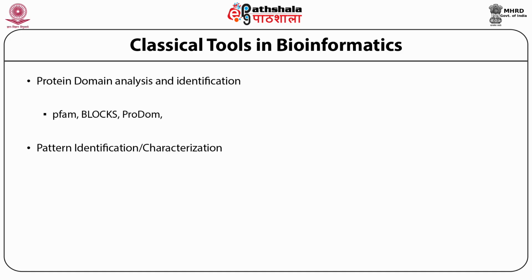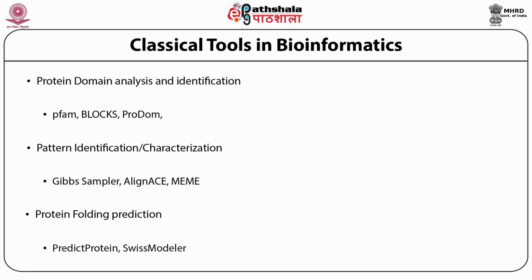Then for pattern identification or characterization, you can use Gibbs sampler, AlignACE, or MEME. And lastly, if you want to do protein folding analysis or folding prediction, you can use PredictProtein or Swiss-Model. So these are some basic types of bioinformatics tools that can be utilized for the analysis of biological information.